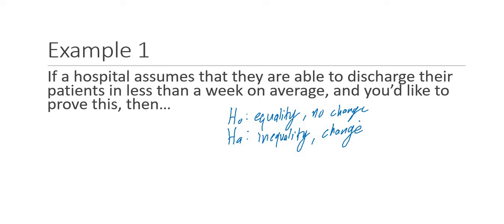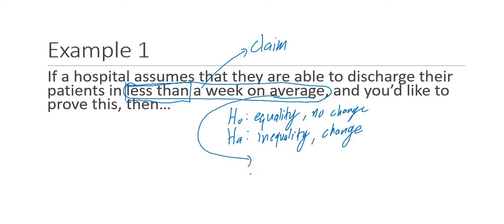The hospital assumes that they're able to discharge their patients in less than a week on average. So this is the claim. This is the claim of the hospital that we would like to prove or not. And as you can see, we have a keyword there which is less than. So if we're going to write this, the average, so our symbol there, let's write it here. Our symbol there would be mu.